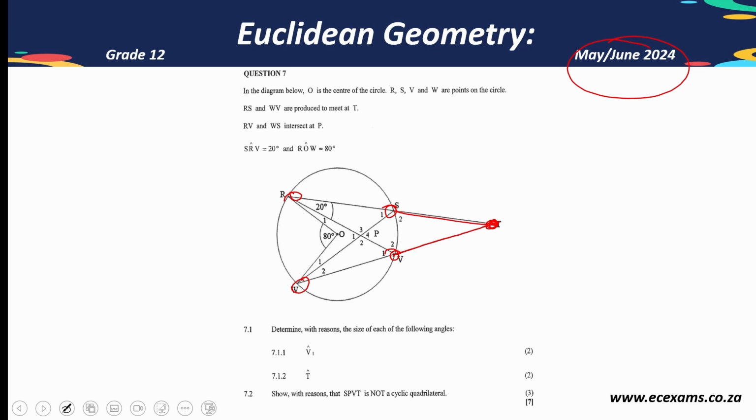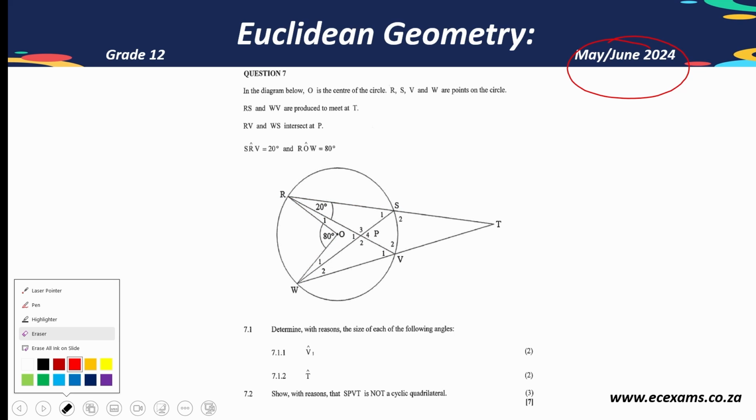RV and WS intersect at P. There's RV, there's WS, they intersect there at P. And we are given 2 angles. We are given angle SRV, which is 20 degrees, and we're given angle ROW, which is 80 degrees.